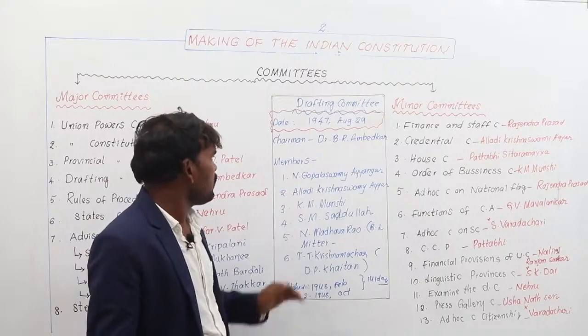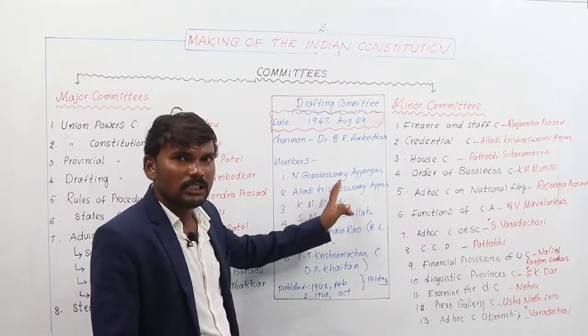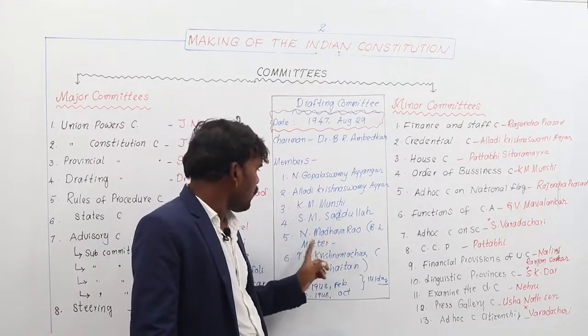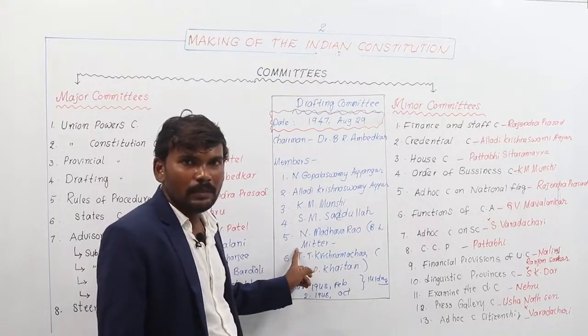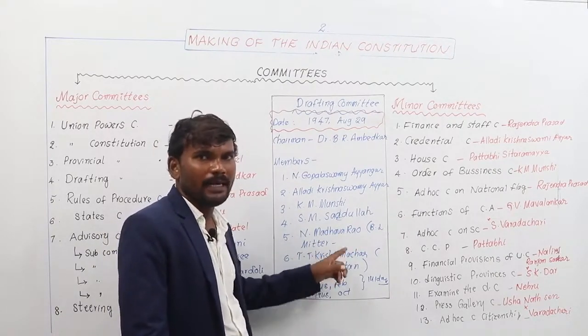1 plus 6 is equal to 7 members. So, its members are N. Gopalaswamy Iyengar, Alladi Krishna Swamy Iyer, K. M. Munshi, Syed Muhammad Sadullah, N. Madhavaravu was replaced by B.L. Mittar, who resigned due to ill health. T.T. Krishnamachari replaced D.P. Khaitan, who died in 1948.